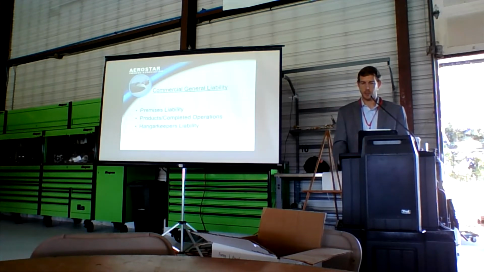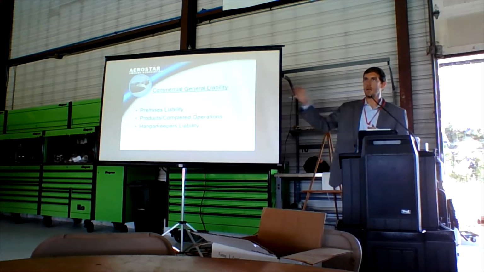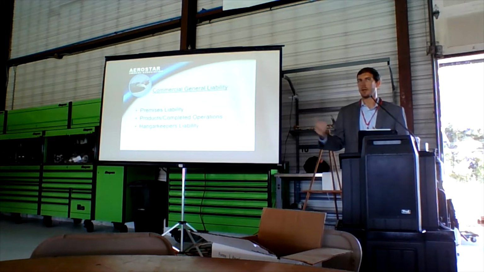The next is the products completed operations. That's what covers an aircraft that an FBO or a maintenance shop has already completed work or an operation on. This aircraft is no longer in the care, custody, or control of the FBO, so they've done the work, and the airplane goes away or flies away. You have an engine failure because the mechanic didn't put the oil filter on properly, or maybe there's an engine failure because the lineman at the FBO put Jet A instead of avgas in, or contaminated fuel of some sort. Those are a couple of examples of products completed operations types of claims.